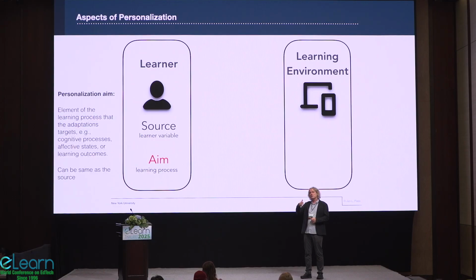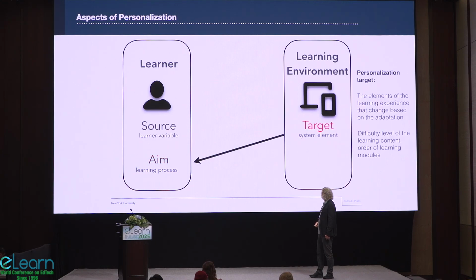But let's just say I notice in my learning source that there isn't much progress made in learning, and my aim is to support their emotional state or their motivational state, right? So it doesn't have to be the same as the source. It can be a different variable. How do I change the aim?